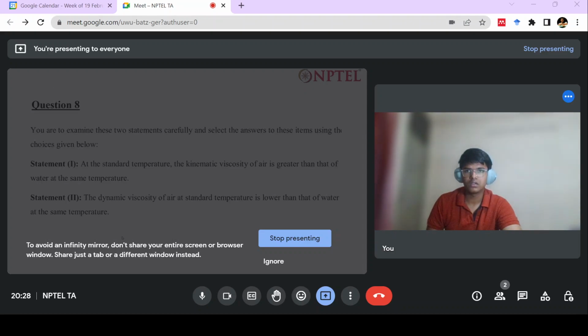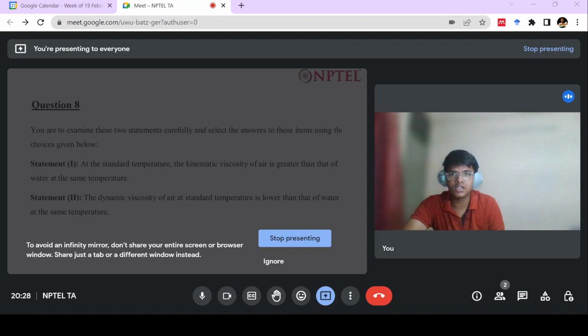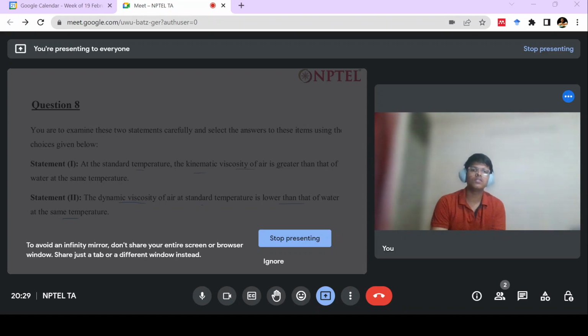So I think this is from this next. This is the last question, I guess. So you have to examine these two statements carefully and select answers based on these two statements. Well, let's see what the statements are. Statement one is: at standard temperature, kinematic viscosity of air is greater than that of water, and statement two is: dynamic viscosity of air is lower than that of water at the same temperature. So for this we have to know the viscosity of air, water, and the density of air and water.